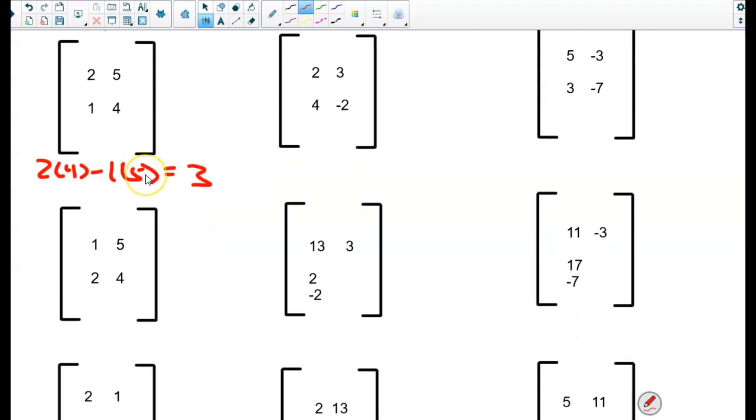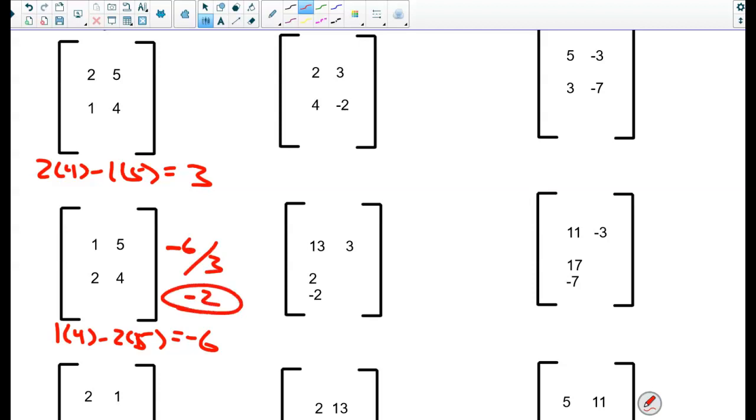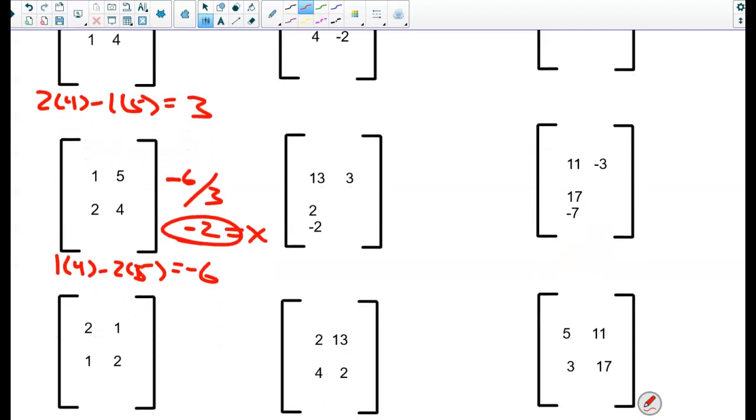Our x value is going to be the determinant of this matrix over the determinant of my original matrix. 1 times 4 minus 2 times 5, which is negative 6. I take this determinant and put it over the determinant of just the coefficients. And negative 2 is my x value. So this represents x.